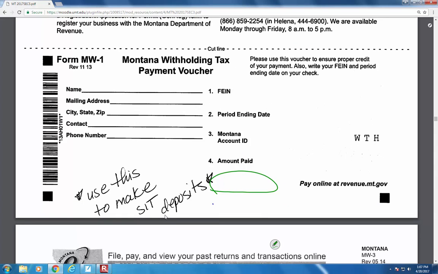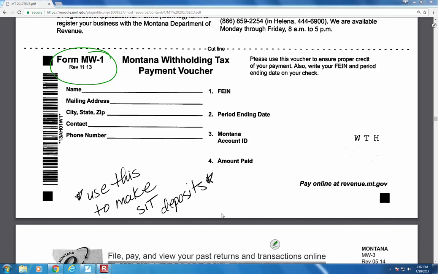Okay, and here's the voucher. And you do need to know what this is. It's called an MW1, and one of the things you're going to have to do for your second assignment is fill out an MW1 to make a deposit. It's going to come pre-printed with your SEIN, the state ID number. You fill in the FEIN. You fill in the period ending date. And then how much you're paying. And I wrote down here, you use this to make a SIT deposit.